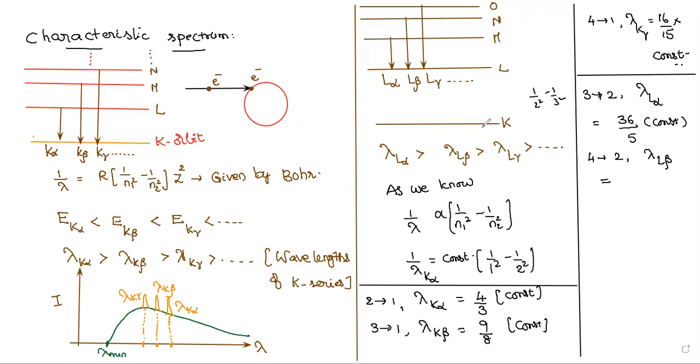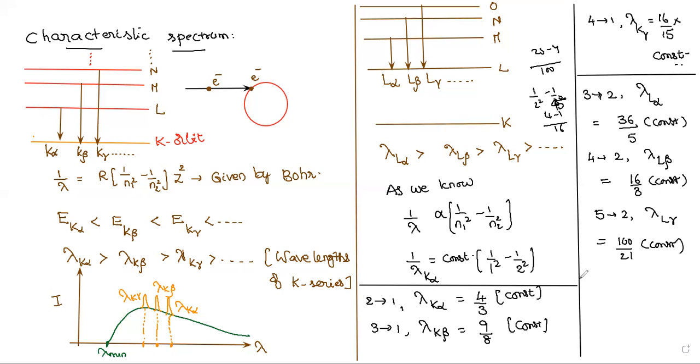And then from 4 to 2, this is lambda of L beta line. 4 to 2 means here I have to take 4 square, 16 and 4, 16 is the LCM. Here I can write 4 minus 1, that is 16 by 3 into constant. And the third one we are checking here, 5 to 2, this is lambda of L gamma. That is 1 by 5 square, I will get 25, 25 fours are 100. So here I will get 25 minus 4, that is 100 by 21 into constant.